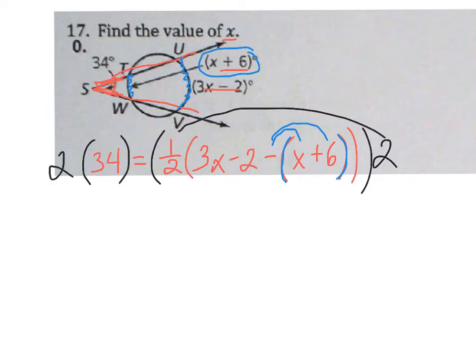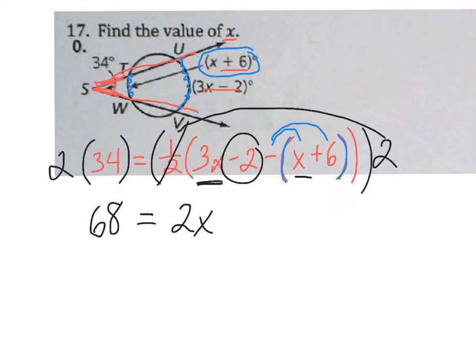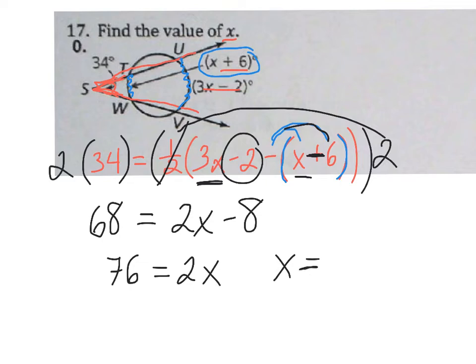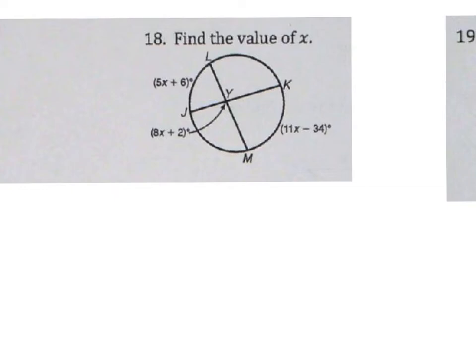So when I multiply this by 2, that half disappears. So I actually end up with 68, and I have 3x minus x, which gives me 2x. I have negative 2. Remember, this is going to change to minus 6, which gives me minus 8. So now that that's cleaned up, I have 76 equals 2x. So x equals 38. For this next problem, once again, I'm trying to solve for x.